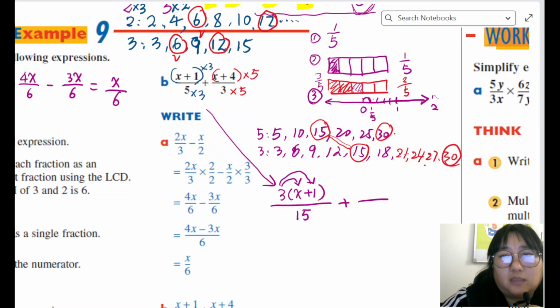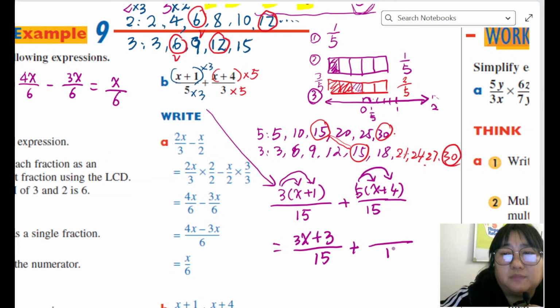And the same thing, that is 3 times 5, that is 15, the denominator. And 5 times x plus 4. So 5 has to share to x, and share to 4. Now we keep on, so break the bracket, expanding. So 3x plus 3, because I share to both of them. And the second one is 5x plus 20.